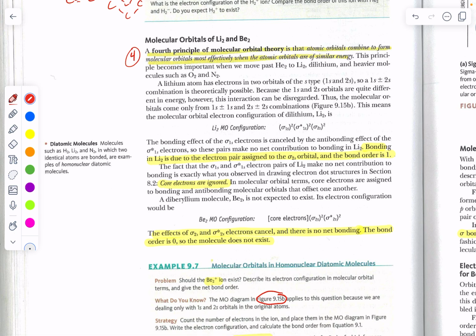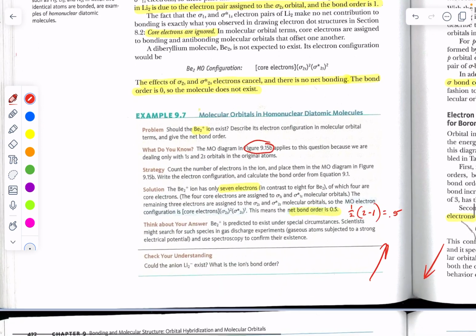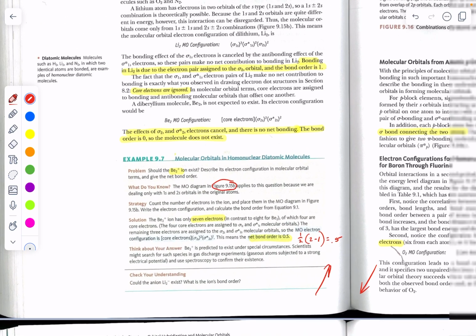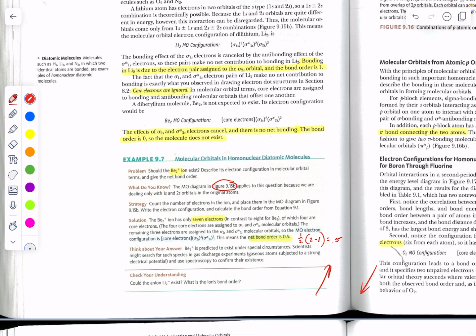Fourth principle of molecular orbital theory is that the atomic orbitals combine to form molecular orbitals most effectively when the atomic orbitals are of similar energy. And so now you have a few more examples that look at diatomic lithium and diatomic beryllium, and whether or not your bond order is going to be positive or zero. When it's zero, the molecule is not going to exist. Also, you'll notice that we're only looking at the valence electrons, so we can ignore the core electrons.